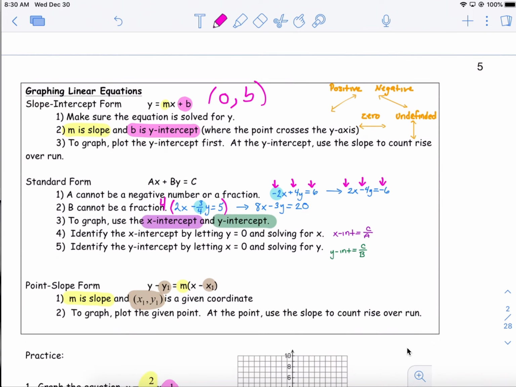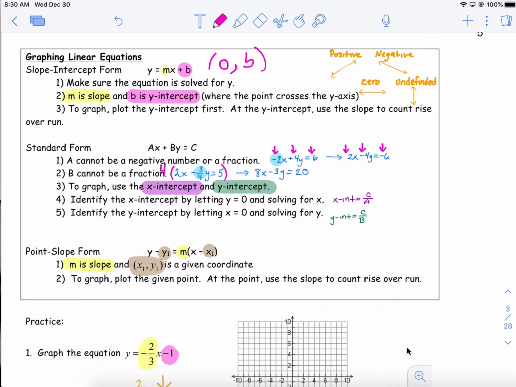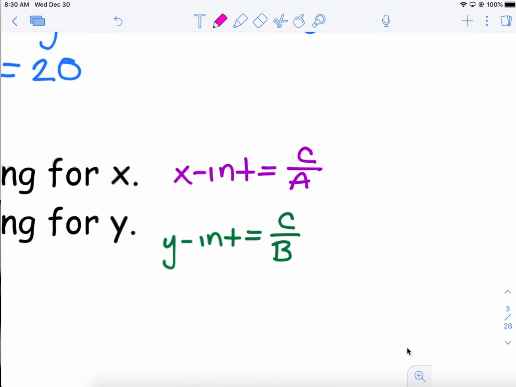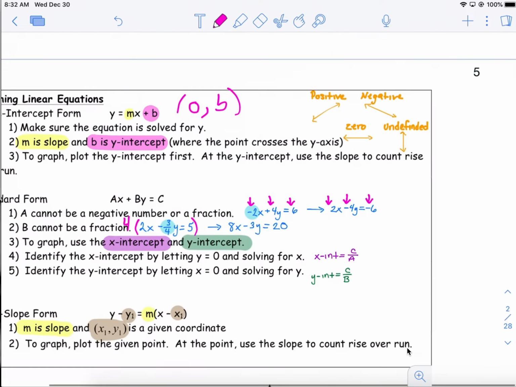The last way to graph in standard form is to get your x-intercept and y-intercept. To get your x-intercept, basically you're making the y portion a 0 and dividing by A to get your x alone. If you were trying to get a y-intercept, that means you are completely getting rid of the x component, dividing by the value B to get your y alone. And I'll show you a couple of those.